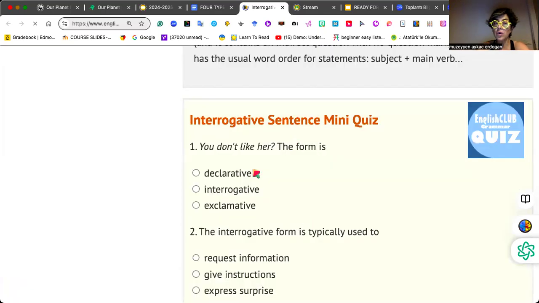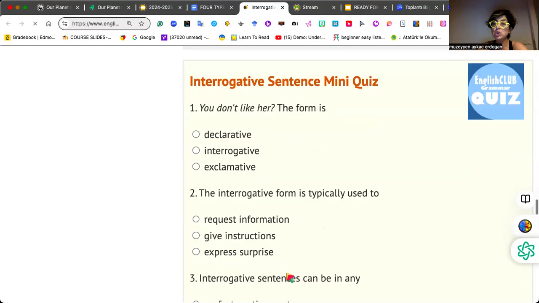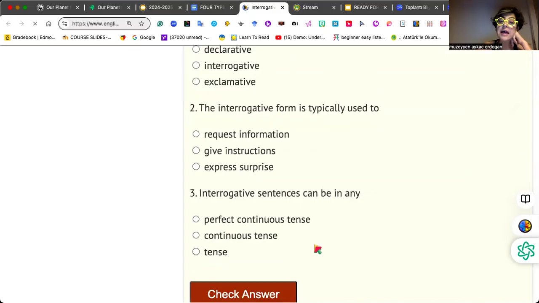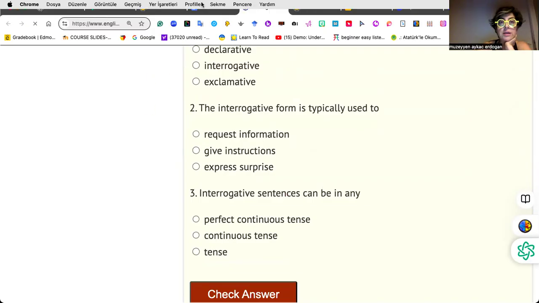You don't like her. The form is ne mesela burada? Declarative sentence. Interrogative form is typically used to ne mesela? Request information, give instruction, express surprise. Hayır de ne bu? Interrogative form is typically used to request. Ask. Request'in öbür anlamı ask demek. Request information. Interrogative sentences can be in any tense. That's correct, okay? Neyse işte bu böyle yani arkadaşlar.